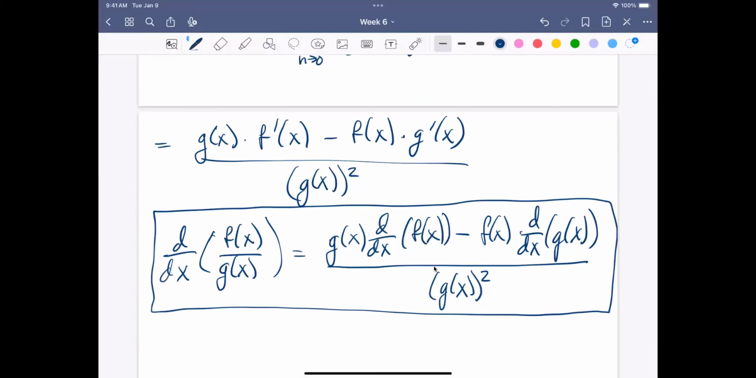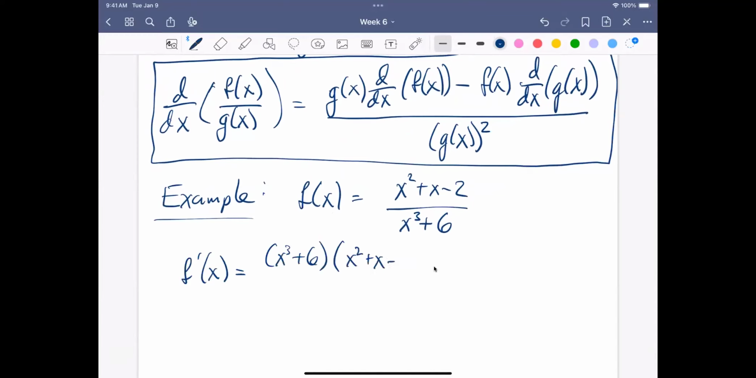So f prime of x. So first we're going to take the denominator. That's just x cubed plus 6. And then we're going to take the derivative of the numerator, x squared plus x minus 2, take the derivative of that, and then subtract the numerator, x squared plus x minus 2, times the derivative of the denominator, so x cubed plus 6 prime, and then put that all over the denominator squared, x cubed plus 6 squared.